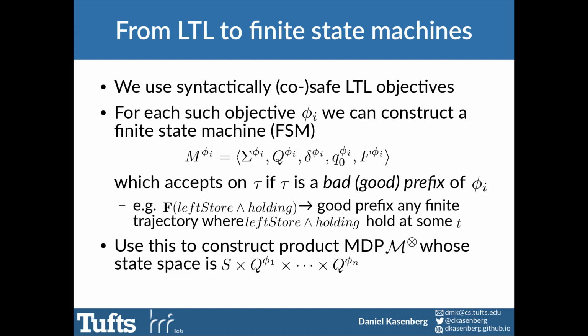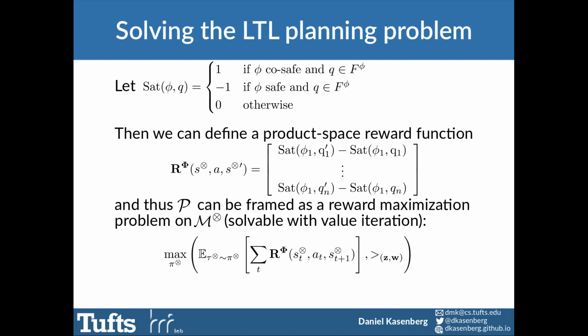We can use these finite state machines to construct a product MDP whose state space is the product of the original MDP's state space and those of the specifications' finite state machines. We define the satisfaction function for an LTL statement phi and finite state machine state q to be equal to 1 if phi is co-safe and q is an accepting state, minus 1 if phi is safe and q is an accepting state, and 0 otherwise.